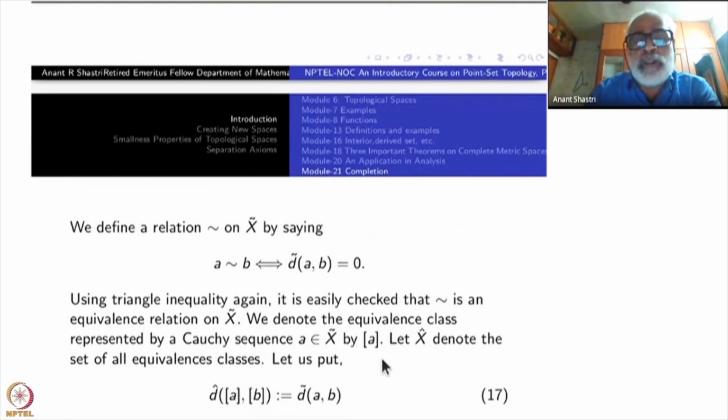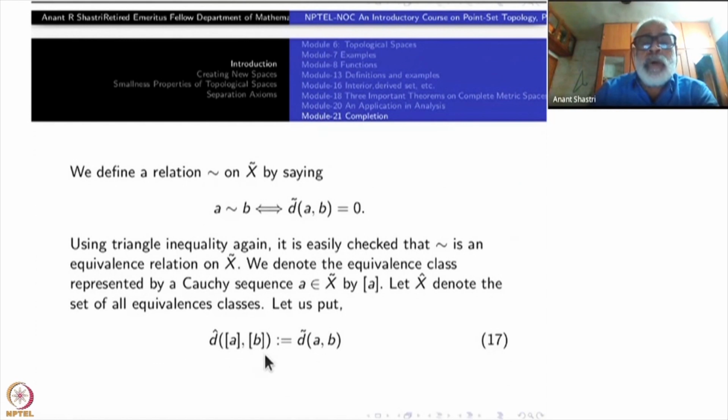Let us denote this by square bracket A, the class of A, the equivalence class of A. So all Cauchy sequences represented by this A, they are all what? Equivalent in this sense. d twiddle of A comma B is 0 for all B in this class. Okay, let us denote all these equivalence classes by x hat. x hat denotes the set of all equivalence classes.